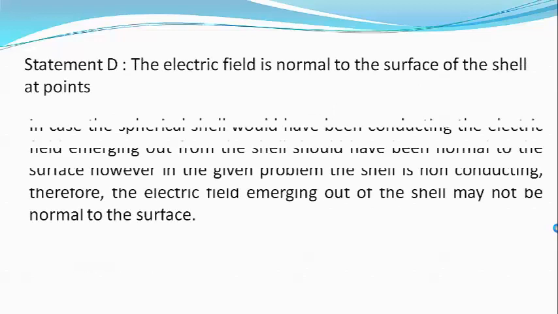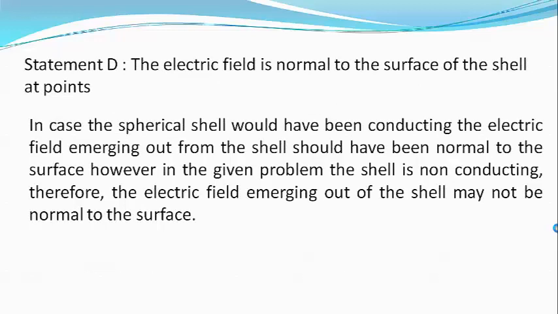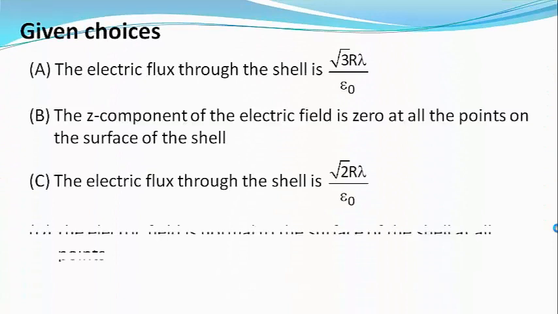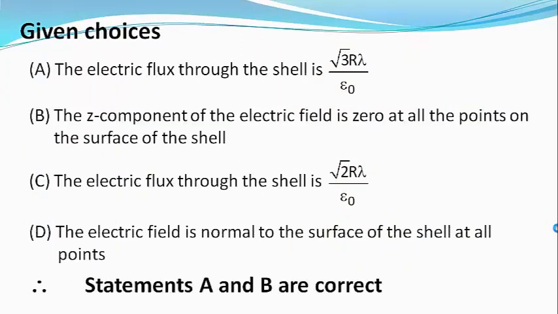In case the spherical shell would have been conducting, the electric field emerging out from the conducting shell would have been normal to the surface. However, in the given problem, the spherical shell is non-conducting, therefore the electric field may not be normal to the surface everywhere, and hence statement D is also false. So, in this problem, statements A and B are true, whereas statements C and D are false.